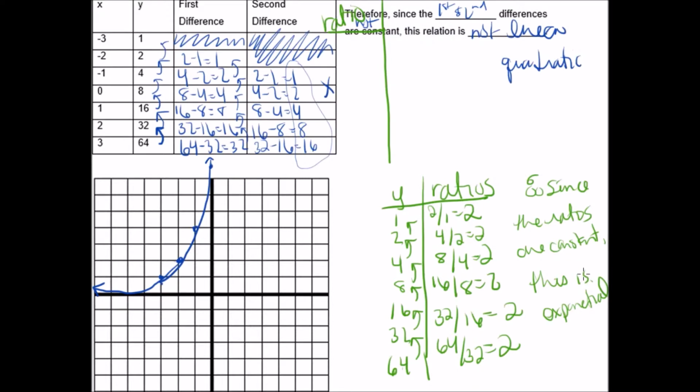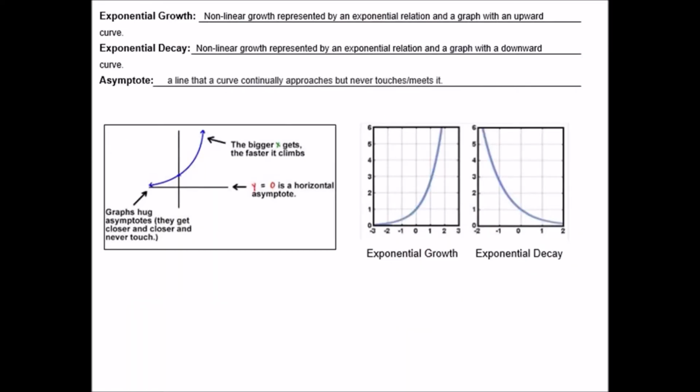So if a question were to give you a table of values and say, is this exponential or not, what you're trying to do is look for either the first or second differences. If not, you're looking for the ratios. So here are a couple definitions.